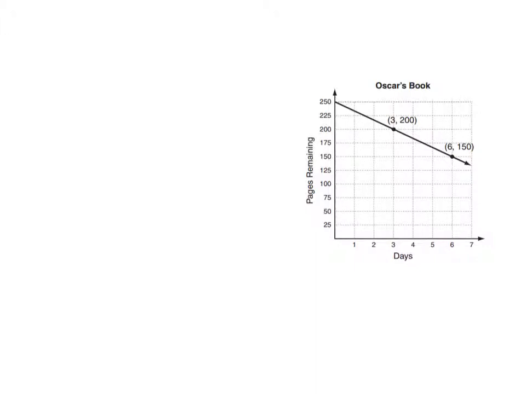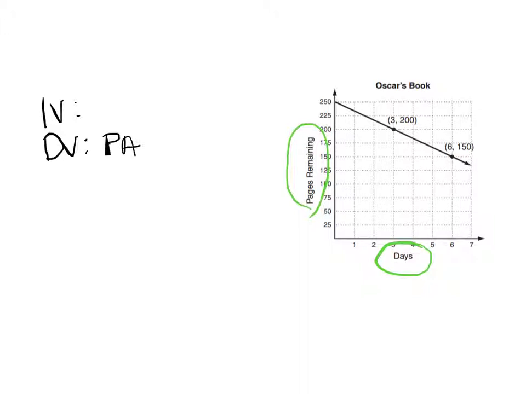All right, let's look at one last example. This time we're looking at Oscar and the book that he's reading. Looks like we have days and we have pages remaining. So first we need to figure out which one is the IV and which one is the DV. So again, think about what you would calculate. If you were Oscar reading a book, you would probably calculate the pages. The pages you have left depends on how many days you have been reading. So when we find our rate of change, what are we going to put on top? The pages, and what's going to go on bottom are the days.